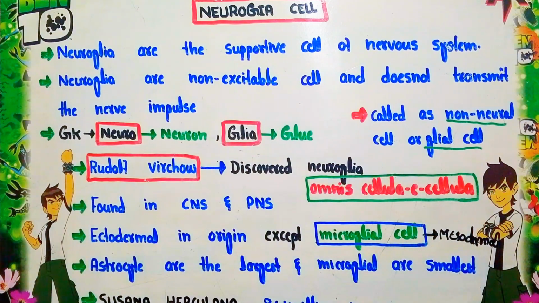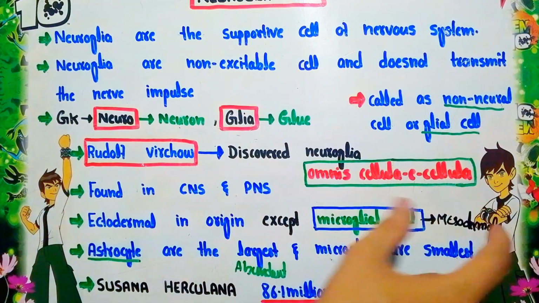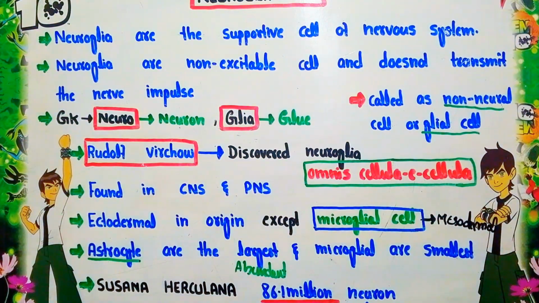Now if we talk about the size of the neuroglial cell, or the glial cell, the largest neuroglial cells are the astrocytes. Astrocytes are the largest in size, and these are the most abundant neuroglial cell in our body. So it is the largest as well as the most abundant neuroglial cell, while the microglial cells, which have their origin in the mesoderm, are the smallest neuroglial cells.